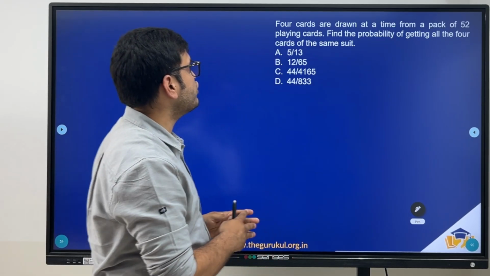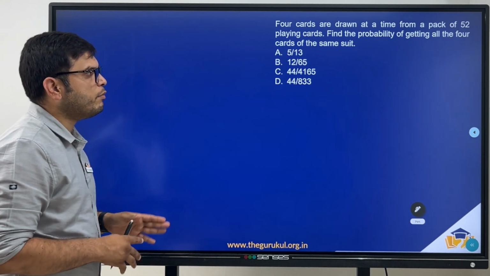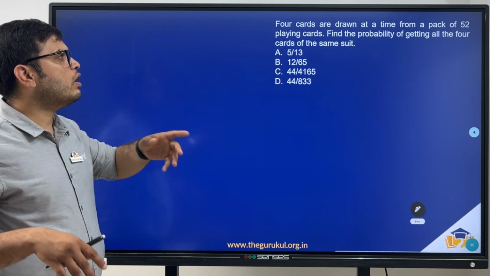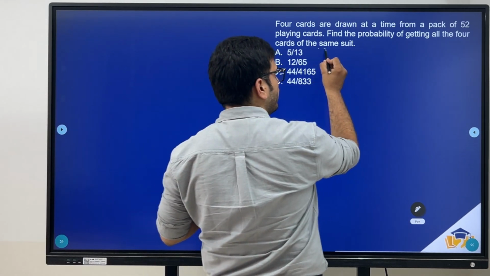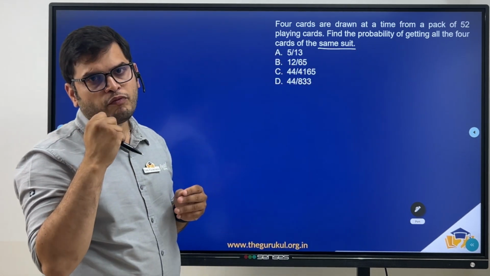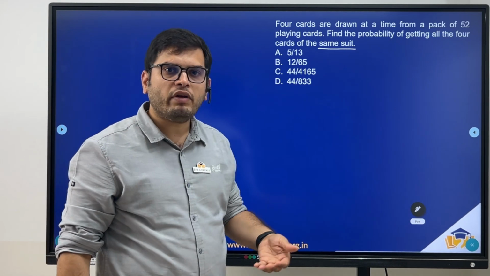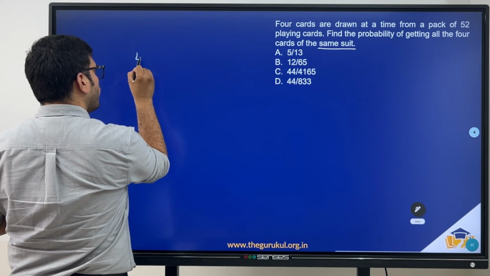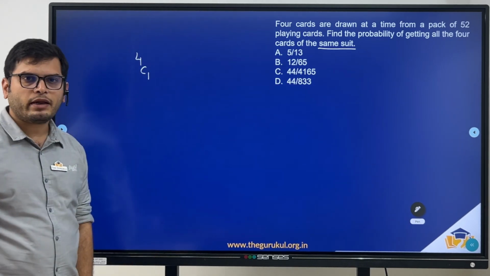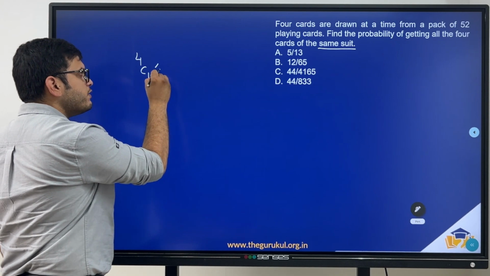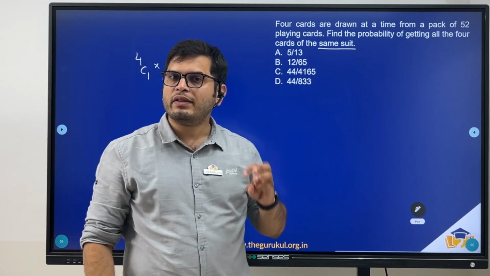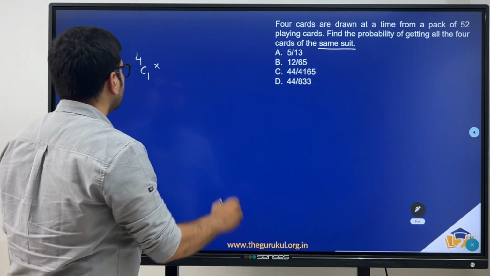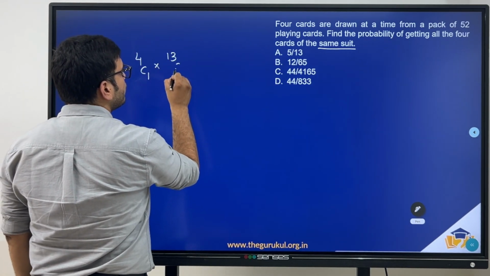Now coming to the last question. 4 cards are drawn at a time from a pack of 52 playing cards. Find the probability of getting all the 4 cards of the same suit. So all the 4 cards should be of the same suit. How many suits do we have in a deck of cards? You have 4 suits. So first let's select one out of those 4 suits. That can be done in 4C1 ways. Okay, we have selected the suit. Then you will have 13 cards of the same suit. From those 13 cards, you need to select 4. That could be done in 13C4.